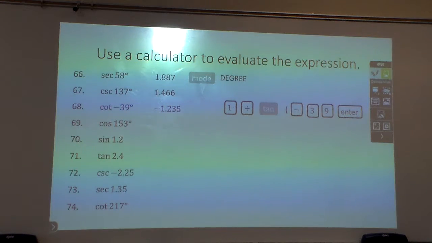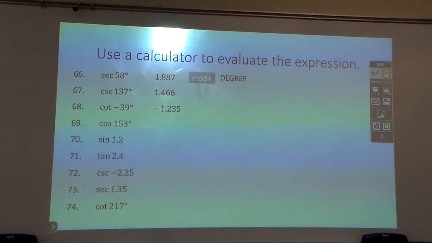Is there a cosine button? Yes, so I can just hit cosine of 153, and that's my answer. Now, y'all, there's a trick. Guess what I'm going to do? I'm going to skip 70 and go to 74. Why do you think I'm skipping 70 to go to 74? Anybody have an idea?